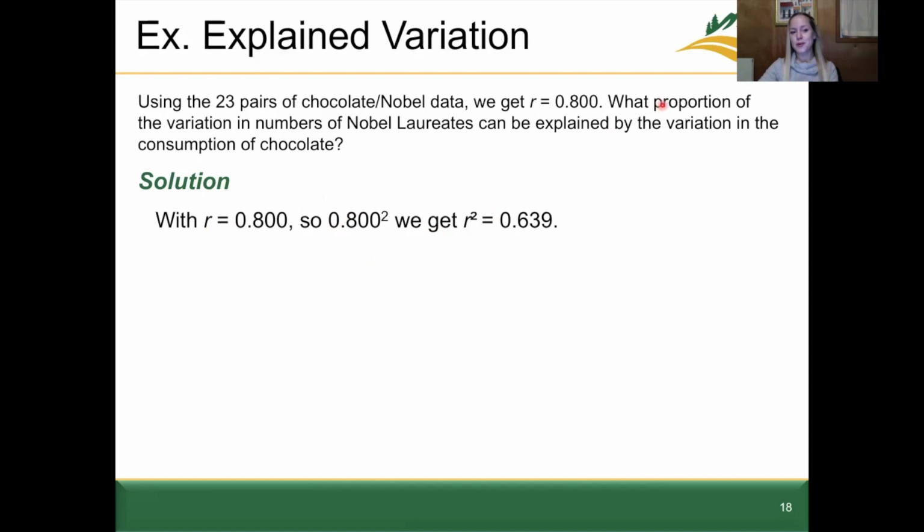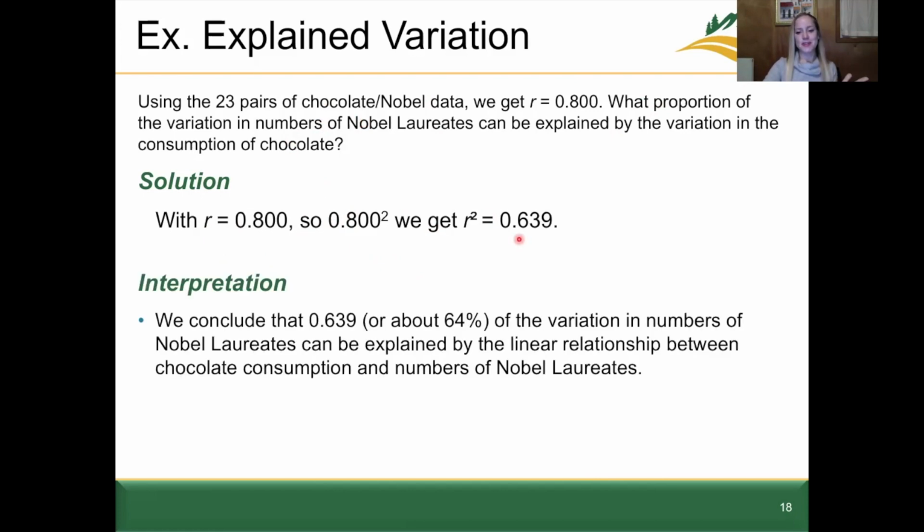So again, proportion of the variation in our Y data, think getting an R-squared value. Let's talk about the interpretation now. An R-squared value of 0.639, if we make that into a percentage, that's about 64%. From this R-squared value that we made into a percentage of about 64%, we conclude that about 64% of the variation in numbers of our Nobel laureates, our Y data, can be explained by the linear relationship between chocolate consumption and numbers of Nobel laureates.